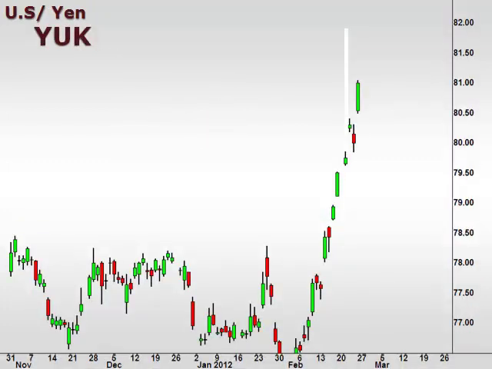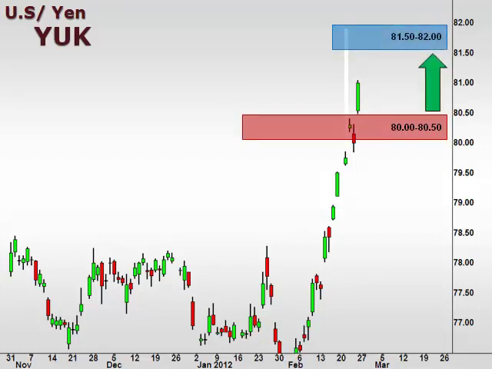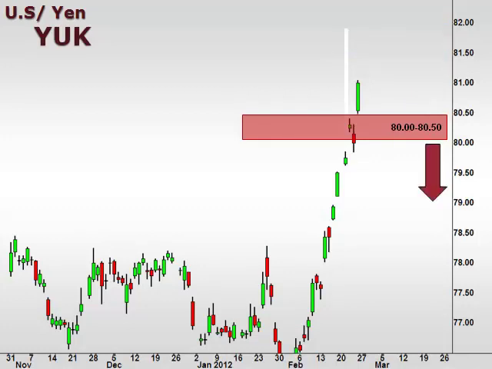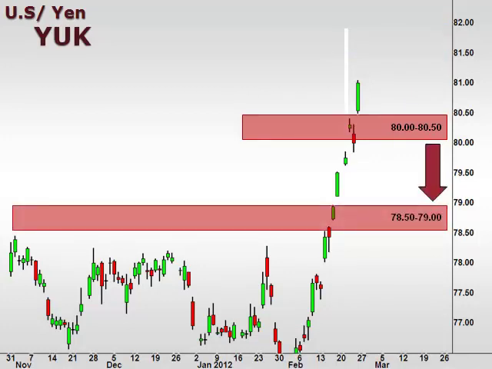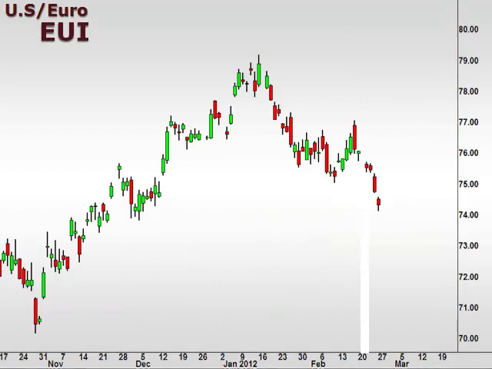Next up, the YUK, the U.S. dollar versus the Japanese yen. Well, the YUK exceeded our anticipated upside target last week, and the 80.5 level assumes the role of support. We are open towards a push towards this 81.5, 82 focal zone this week. A break below 80 opens the window for a retracement, which could see the YUK slip down to test 78.5, 79 for support.